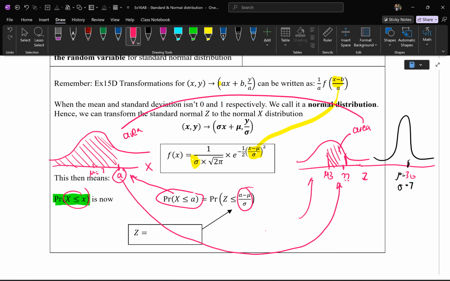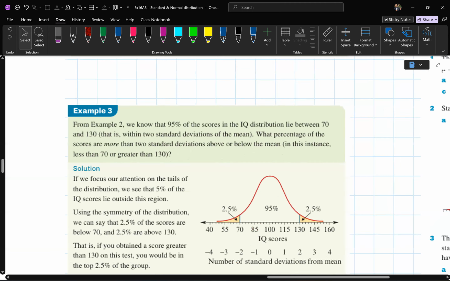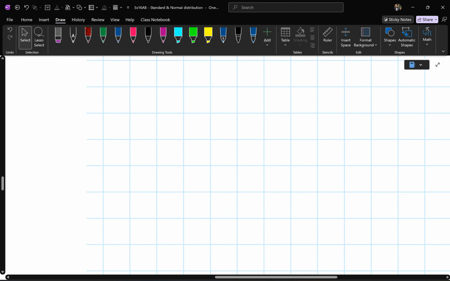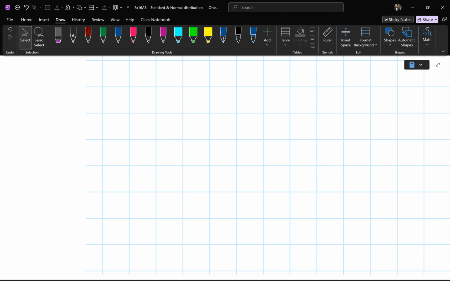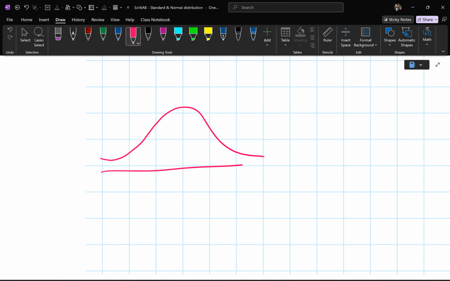Does that make sense? So I'll draw it again, just so you can see, because that's what this exercise or this chapter is really doing. They're just moving back and forth between reality and the standard normal. So your standard normal looks like this.